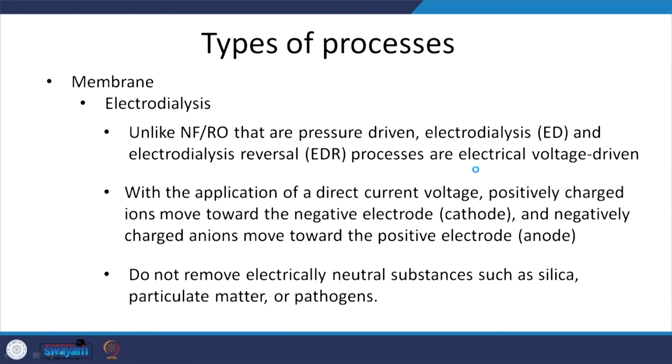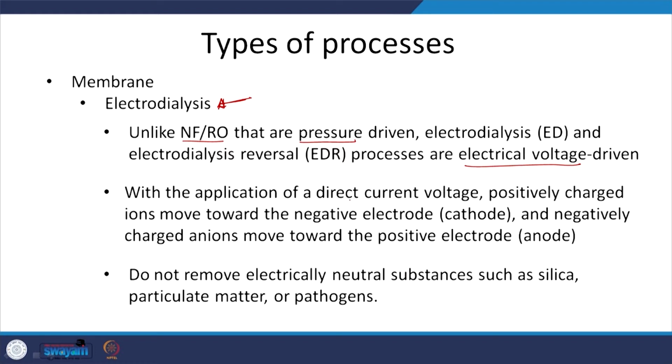So, types of process, and one was distillation. The other one is electrodialysis. You might have heard of dialysis, with respect to, I think, kidneys and such. Well, we are trying to mimic that here in a way, but unlike nanofiltration and RO, where the driving force is pressure, here it is electrical voltage. So, that is something to keep in mind.